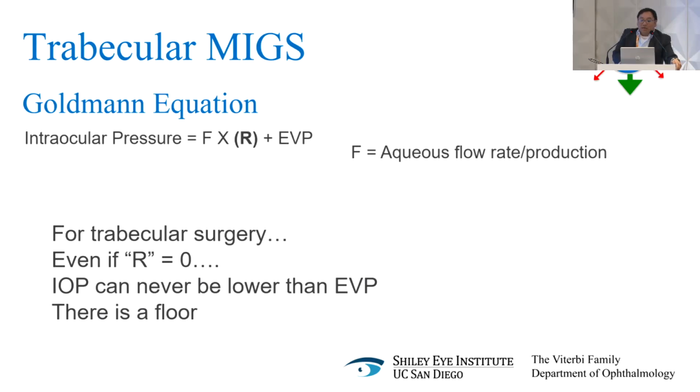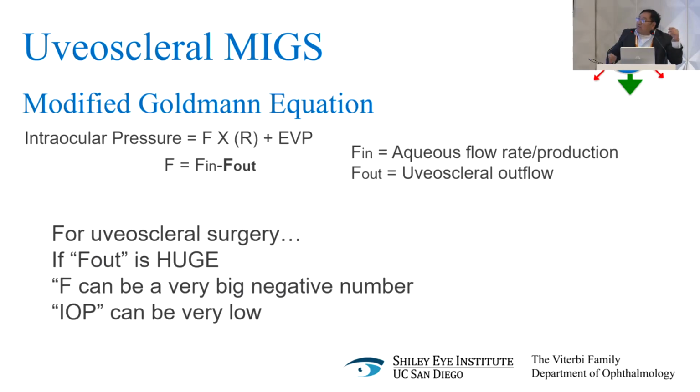There's limits. From the uveoscleral side, we have the modified Goldmann equation, where your original F variable for aqueous flow rate gets broken up into two pieces, including F out, which is uveoscleral outflow. Now, the thing to point out here is that F out has a negative symbol in front of it. So if you make that a really big number, it's a really big negative number, which can overcome all the other variables in the equation, and you can get a really low IOP, which you know from traumatic cyclodialysis clefts. That's why there's a lot of promise here.